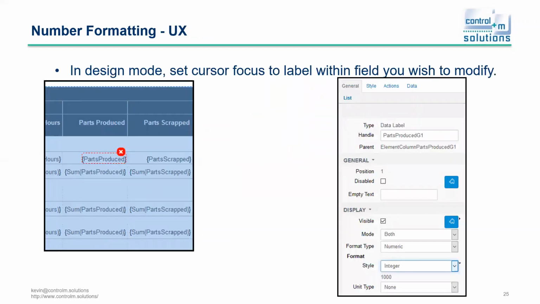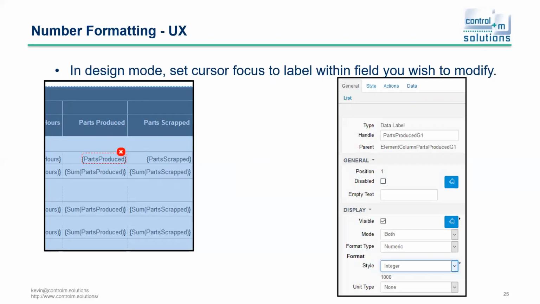In UX, similar approach. Let's say that we're going to make that same change on this exact same screen in UX, the parts produced column. In this case, though, notice we have selected the actual label within the column. So that's a key distinction there. There are properties of the field itself, and there are properties of the label. You want the properties of the label.